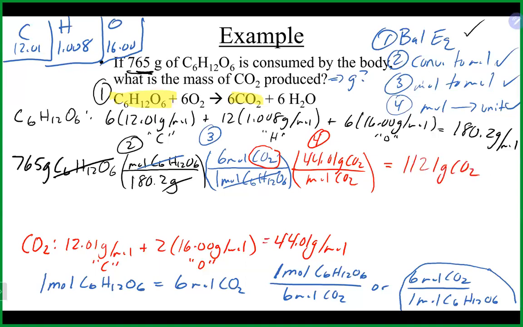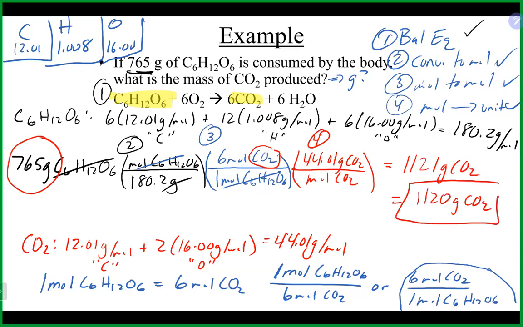In terms of significant figures, this number here should be about 3, which means we should probably clean this up to about 1120 grams of CO2, or 1.12 times 10 to the 3 grams. We want to do scientific notation in this case. This once again would mean that if we put in 765 grams of our C6H12O6, we should theoretically get out about 1120 grams of CO2, which would be, once again, our theoretical yield.